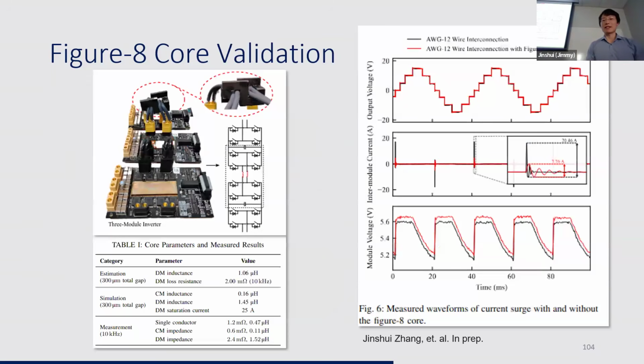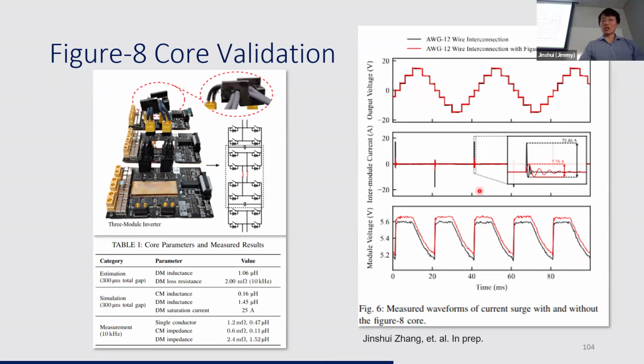We eventually validated this design on a prototype, which is a 3-module CH2P inverter. And here on the right side, we have waveforms of output voltage, intermodule current, and module voltages. Black curves are without magnetics, and the red curves are with magnetics. This inverter has a very low power. The module voltage is only 5 volts, and the output current is well below 1 amp.